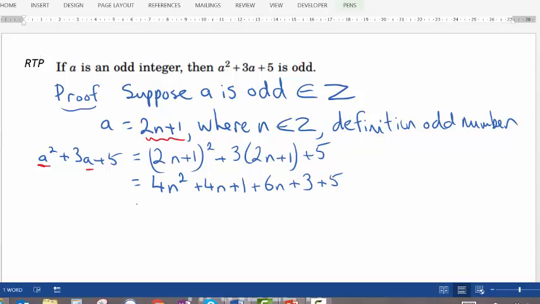Now, tidying this up, we have some like terms, 6n, 4n.